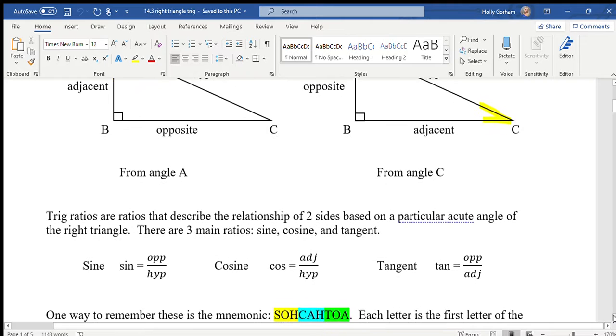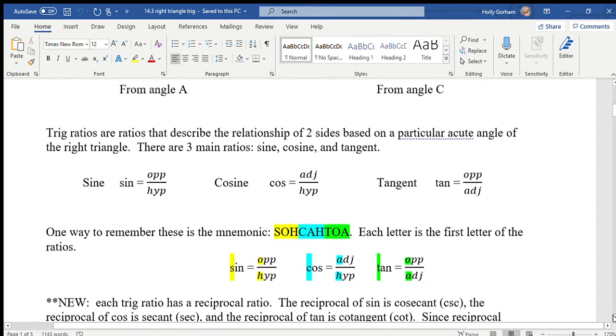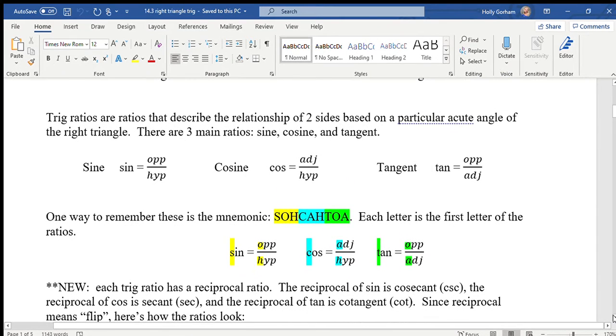So when we're dealing with trig, there are three ratios that we learned: sine, cosine, and tangent. And we learned the mnemonic SOHCAHTOA, where each letter is the first letter of every word. So SOH, sine is opposite over hypotenuse. CAH, cosine is adjacent over hypotenuse. TOA, tangent is opposite over adjacent.